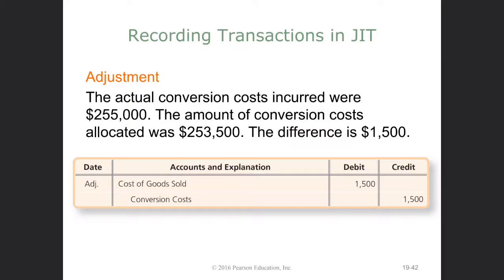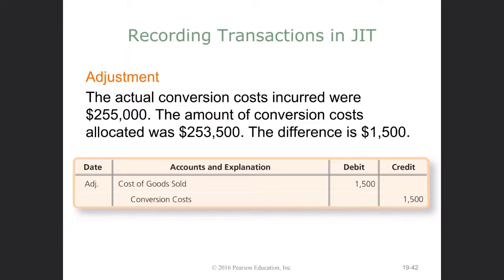So here we're looking at an adjustment. We have the actual conversion cost incurred of $255,000, and the amount of conversion cost that was allocated was $253,500. So at the beginning of the period, we allocated $253,500. And then at the end of the period, we realized that our actuals was $255,000. So we have a difference of $1,500.